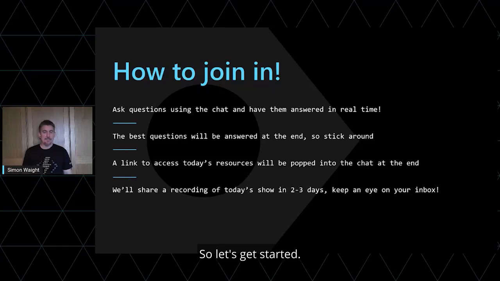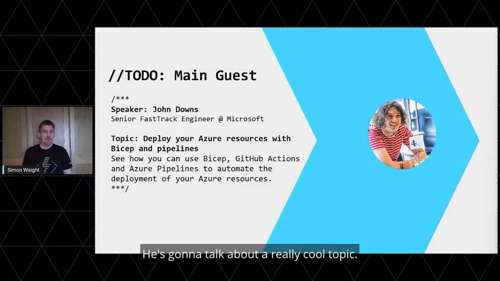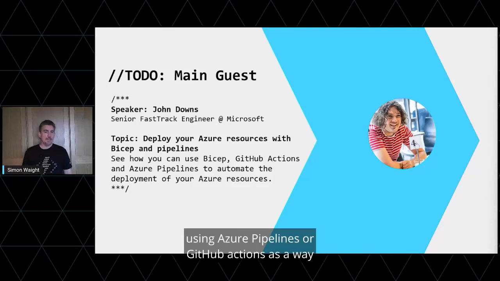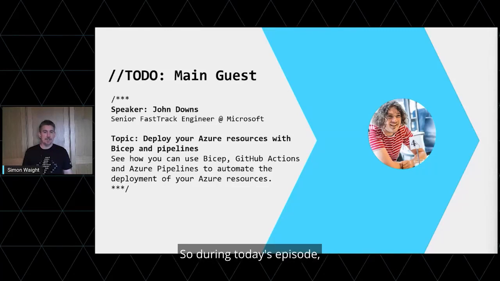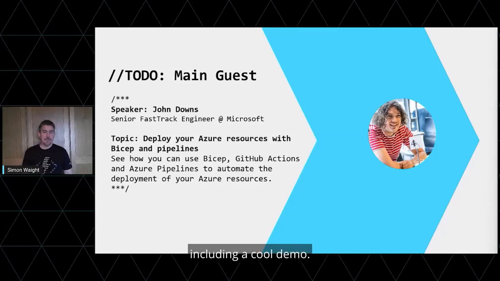So let's get started. Today's guest, well, I'm joined by John Downs, who's a Senior FastTrack Engineer here at Microsoft. He's going to talk about a really cool topic. So you may have heard of Bicep, which is a really great DSL over the top of our Azure Resource Manager API, which gives you a really nice way to do infrastructure as code. But what you may not have seen is how to combine Bicep with automation using Azure pipelines or GitHub Actions as a way to automate the deployment of your infrastructure. So during today's episode, John's going to talk a bit about how you can achieve this, including a cool demo.